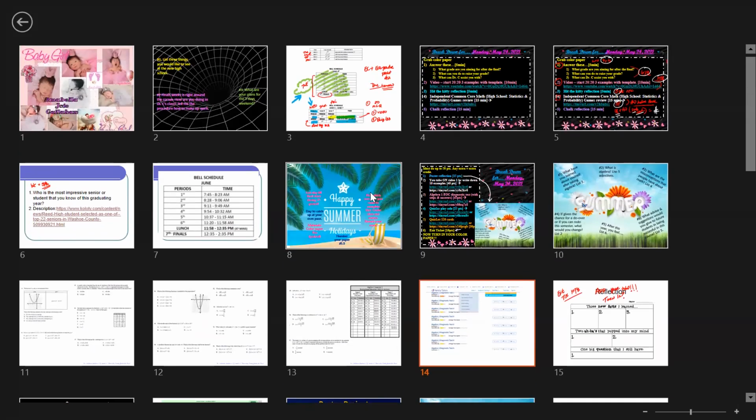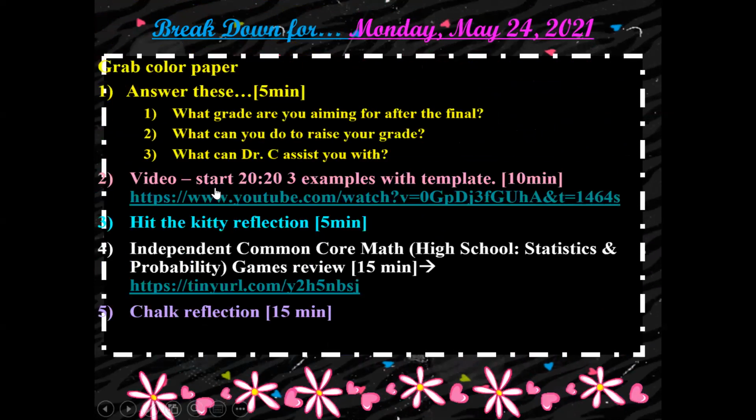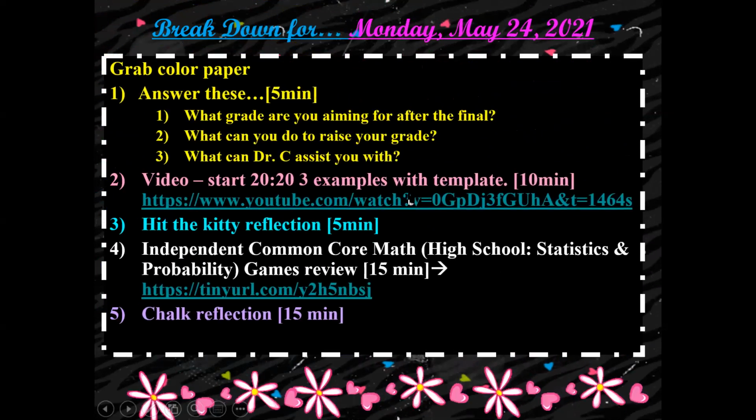Next, there is a video I want you to watch. It is right here, and it starts at 20 minutes and 20 seconds. Write and copy down the 3 examples with a template. This is a link right here. You can just type that in.